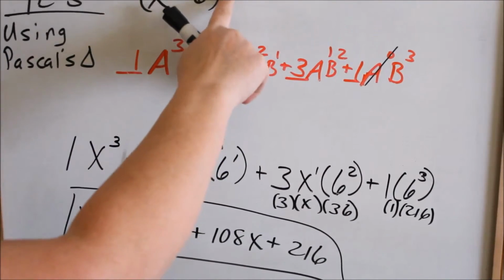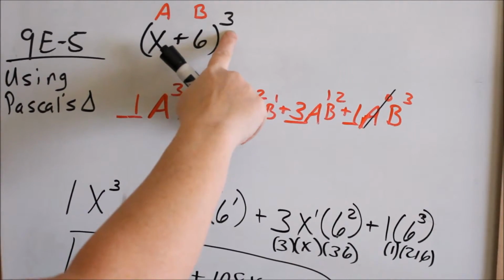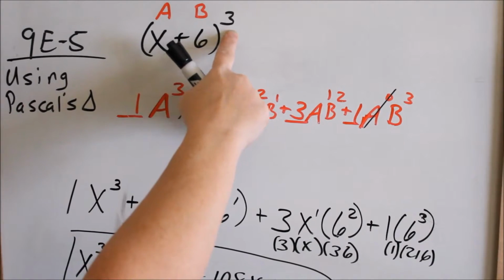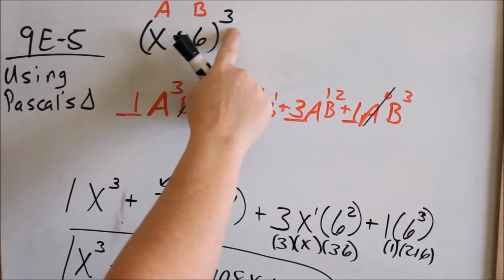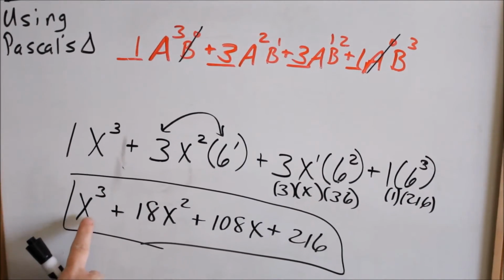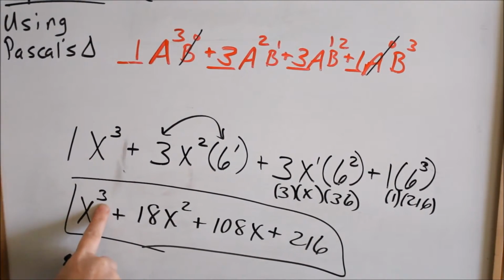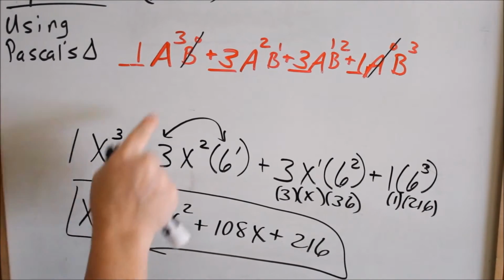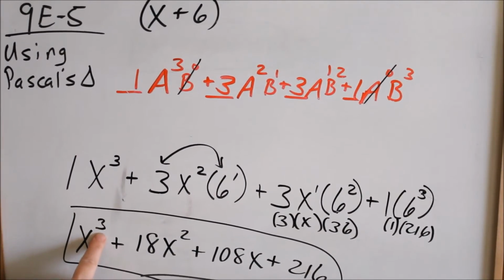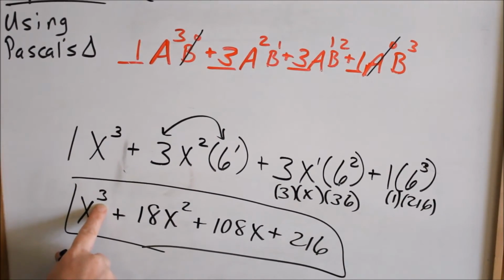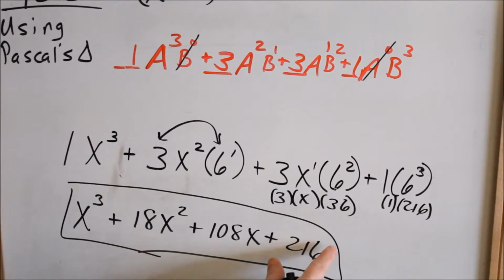So since I am doing to the third power, I should have 4 terms. The number of terms will be 1 more than this power. Looking at your answer, I have 1, 2, 3, 4 terms. Since I was raising to the cubed, then my highest power should be cubed, and then the x's should count down: 3, 2, 1, no x's.